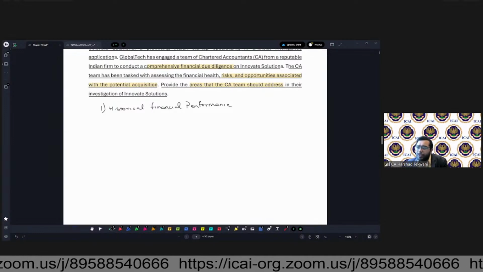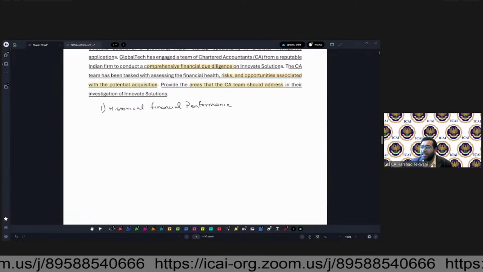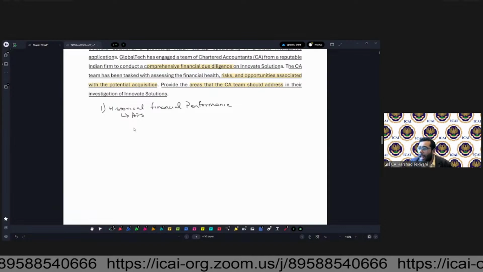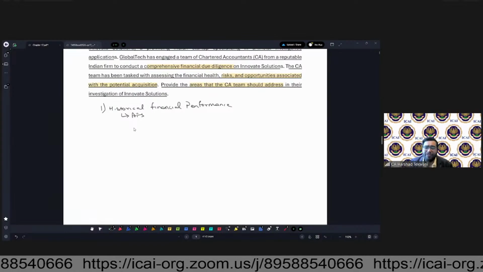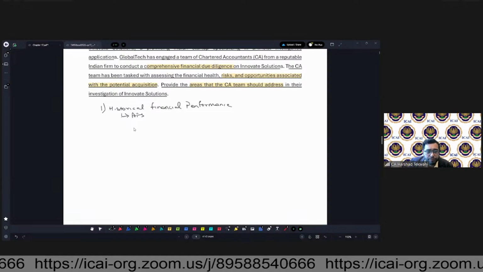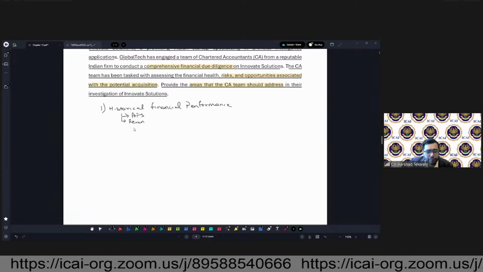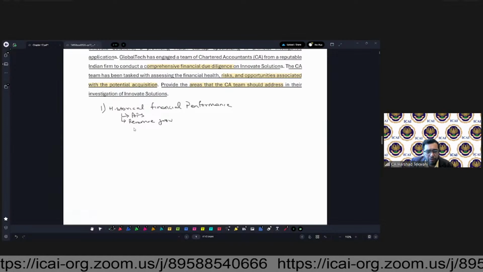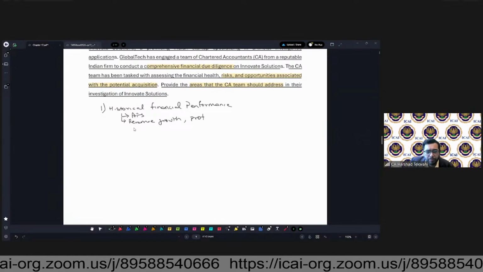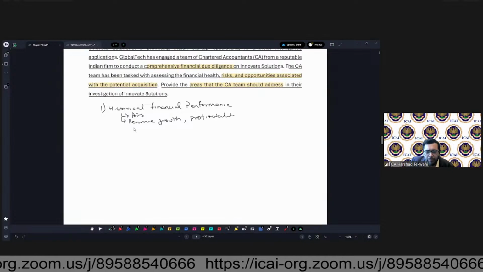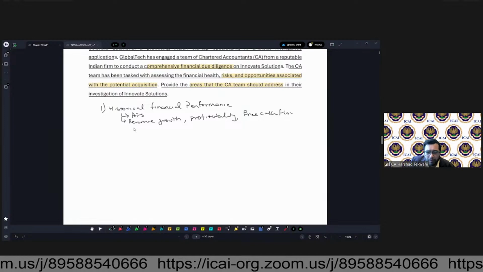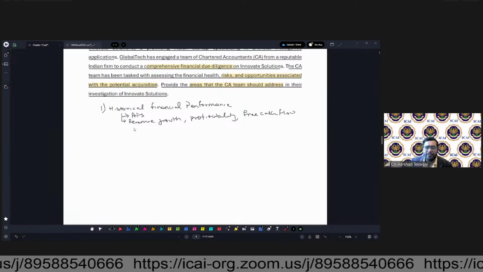Now, what I will look into in this area is the audited financial statements. I will look into the past 3 years, 5 years of audited financial statements, revenue growth. Then you have profitability, free cash flow, etc. So you will see a lot of things in this.